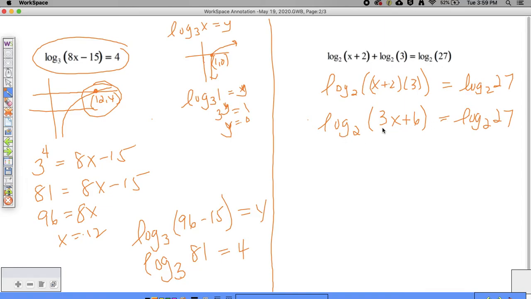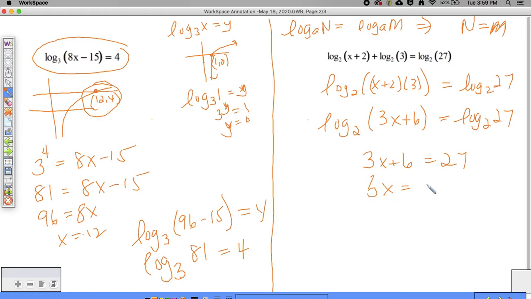Well, isn't it true that log base a of m equals log base a of n implies that n is equal to m? Doesn't that make sense? That would be true. So now we can go ahead and just set 3x plus 6 equal to 27. So now we're going to subtract 6 from both sides. That's 21. So now we get x is equal to 7.